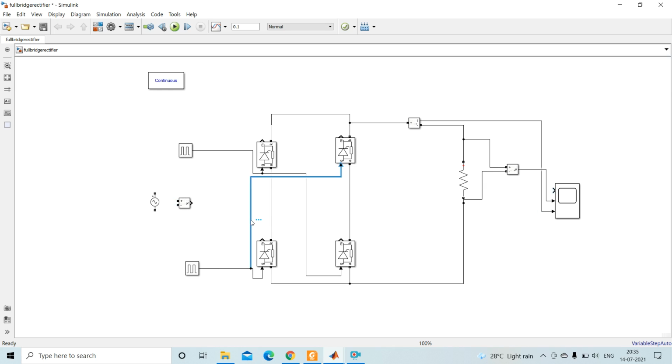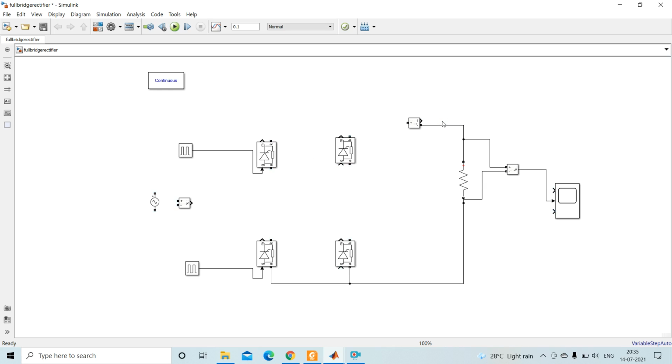See, this is how we connect all the block parameters. I just delete all the connections. Whatever you learned from experiment 10 is the same thing done here. Only the new component is the thyristor in place of the diode, and this gate. For giving the gate pulse, this is the pulse generator.